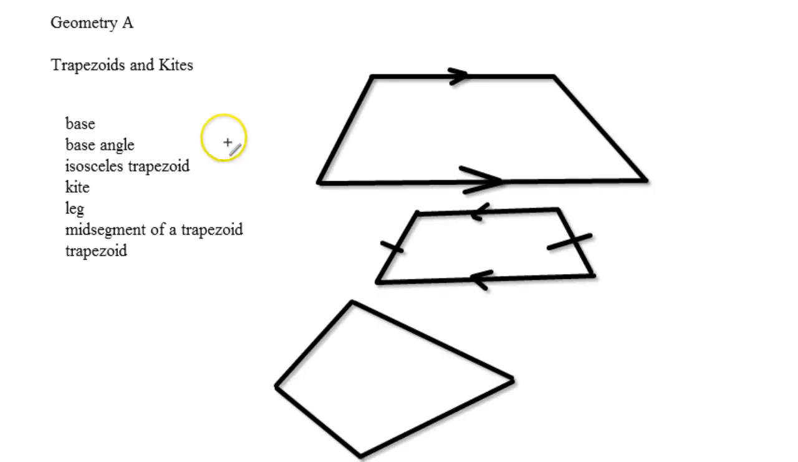Alright, so trapezoids and kites is what we're talking about today. First off, let's just name the shape. This is a regular trapezoid up here. Okay, this one right here is an isosceles trapezoid. Okay, and this right here is a kite.